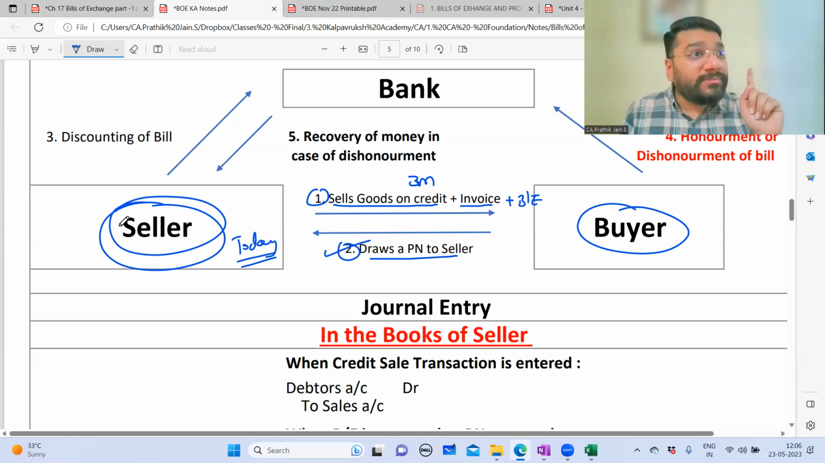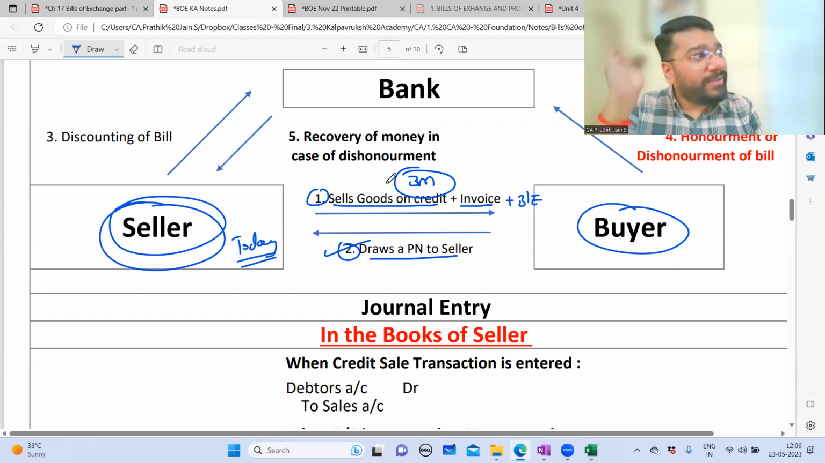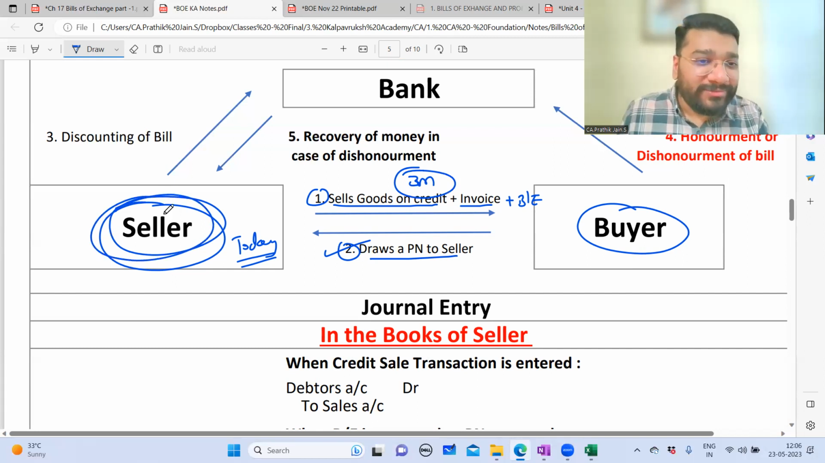The buyer will say, get lost, because you have already given me a 3 months credit period, and for that you have executed a bill of exchange also. How dare you come and ask me earlier? Get lost. Come after 3 months. Now, poor fellow, this seller is sitting outside and crying.